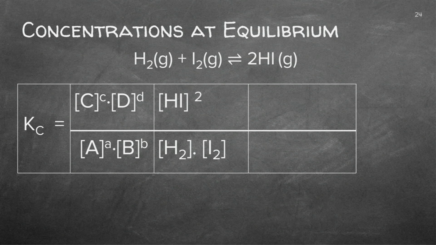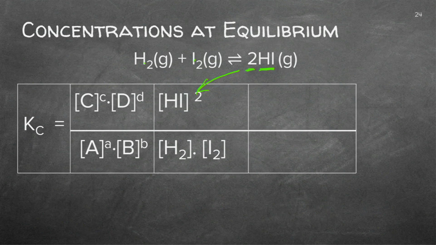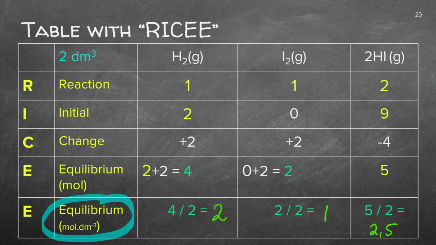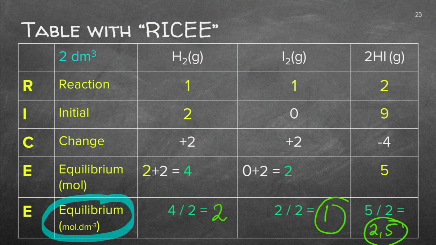Now let's go to our equation. You know it's HI and there's 2's, therefore I've got the square. There I've got just H and I. I go back to my table and I substitute with those values. H2 is 2. I2 is 1. And here I've got 2.5.